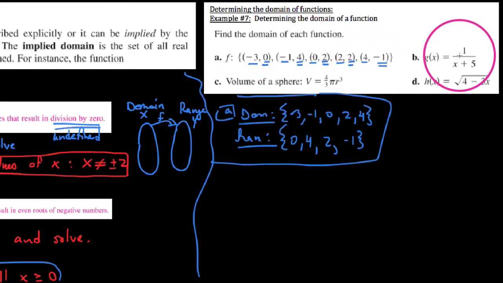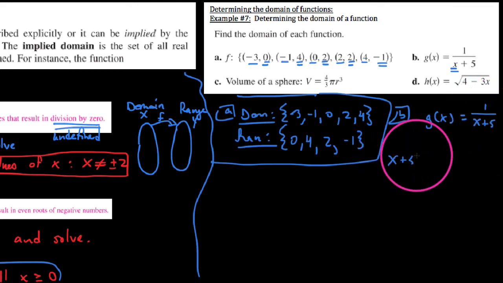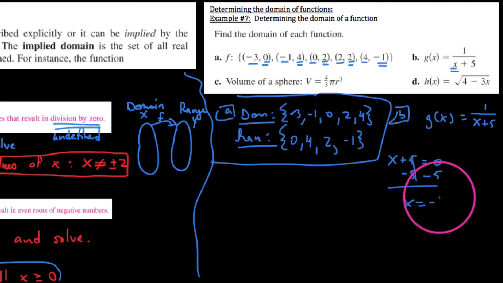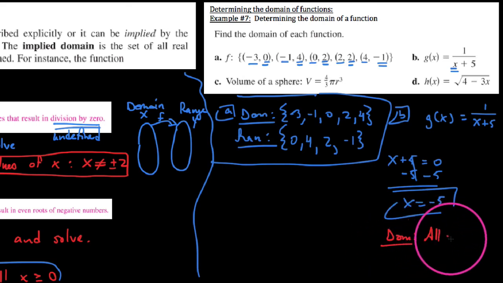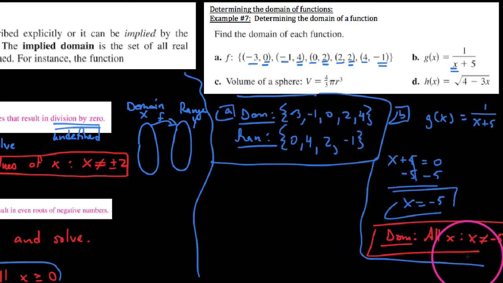Now for letter B here, what I notice is that we have an expression in x in the denominator. So what we're going to do is take this g of x, take the denominator, set it equal to 0, and determine what x value would cause this to be true. Solving for this just by subtracting 5 to this side, we can see that if x is equal to -5, then this is going to be undefined. And so in terms of the domain, we'll say all x such that x cannot be equal to -5 would be a sufficient way to list the domain of this function here.